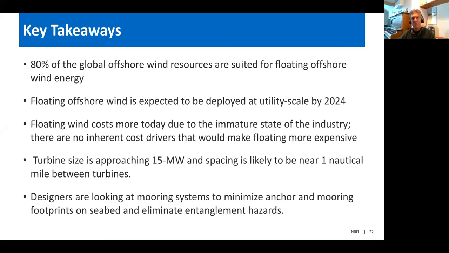The turbine size is going to be a big challenge, to match that with substructures that can be put out there, but we're doing it. And we're looking at probable spacing of one nautical mile or thereabouts. And, circling back to the fishing industry, the designers are looking at mooring systems that can minimize the anchor and mooring footprints on the seabeds to minimize the entanglement hazards and minimize the conflicts that might arise with fishing. And I'm going to stop there and take questions.